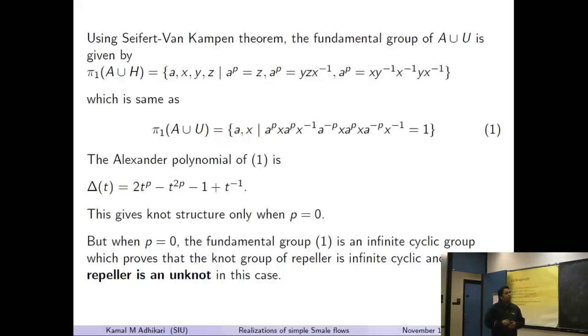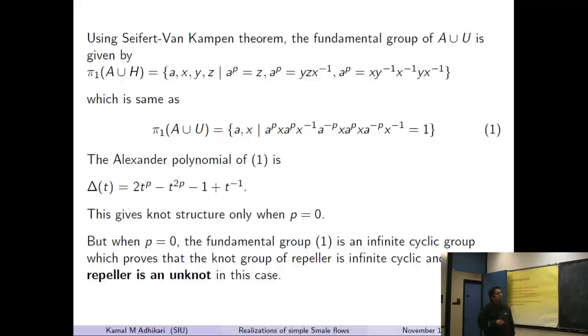So the complement of A union U is R, which is the neighborhood of the repeller. And the fundamental group of A union H is infinite cyclic, which means the complement of A union U is the repeller, so we get the knot group of the repeller. So the repeller is unknotted.